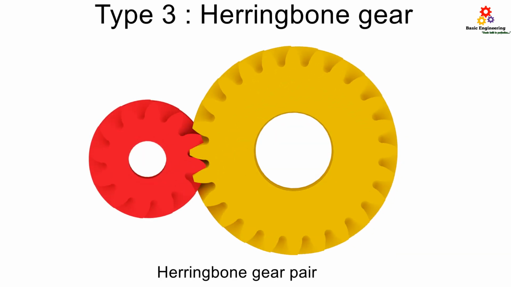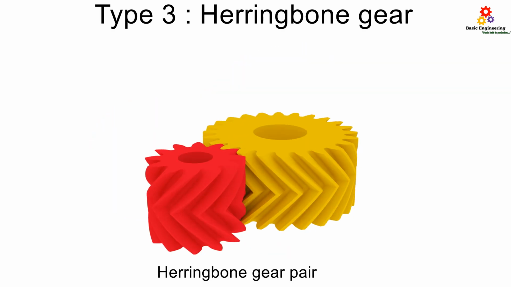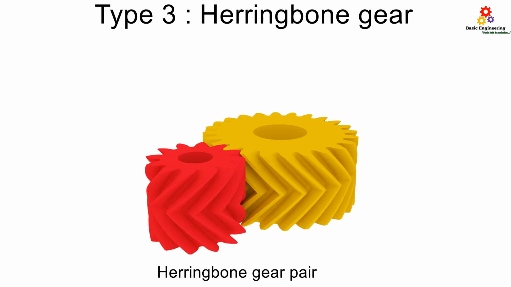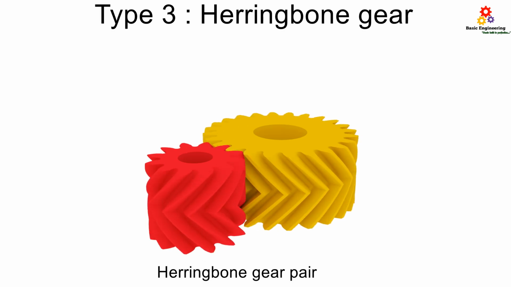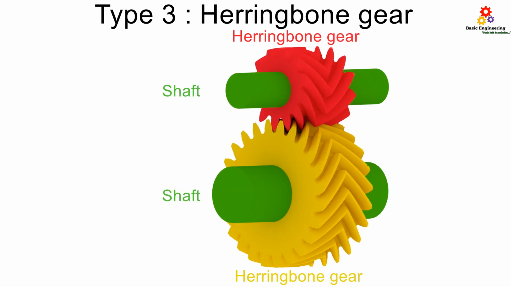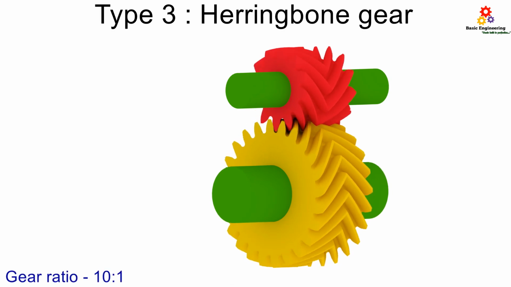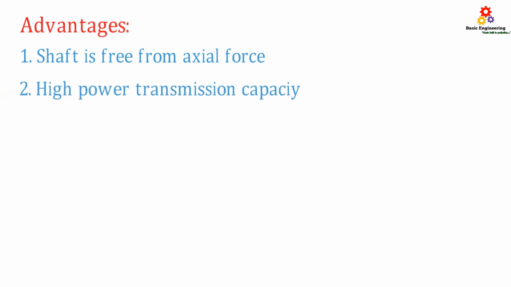Third is herringbone gear. Herringbone gear is nothing but double helical gear. This gear pair is also used to transmit power and motion between two parallel shafts. Herringbone gear has opposite helical teeth. Gear ratio of herringbone gear is 10:1. Advantages: two opposite axial forces will nullify each other and the shaft is free from axial force. Due to double helical teeth, power transmission capacity is high.